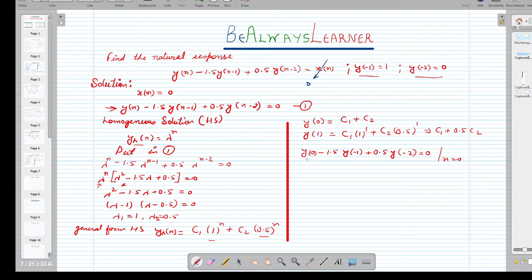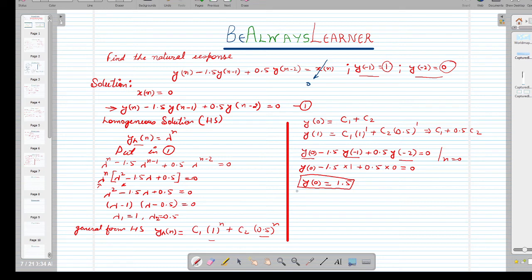So for that we can have the value of y0, y minus 1 and y minus 2. We can calculate y0. We are having the value y minus 1, that is 1, that is given, into 1.5 plus 0.5 y minus 2, this is 0 here, so we can put multiplied by 0 is equal to 0. So for that we can write y0 is equal to 1.5.